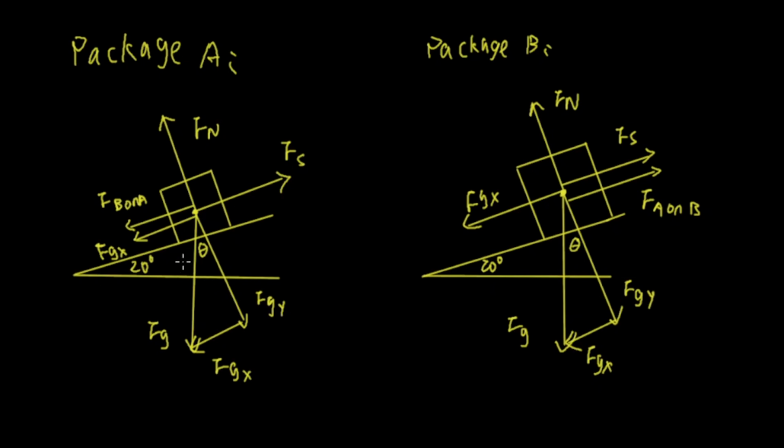Now we know that this is 90 degrees, right? So this is a right triangle. So what's this angle here? 180 degrees minus 90 minus 20 is 70 degrees here, right? Okay, so this is 70 degrees.